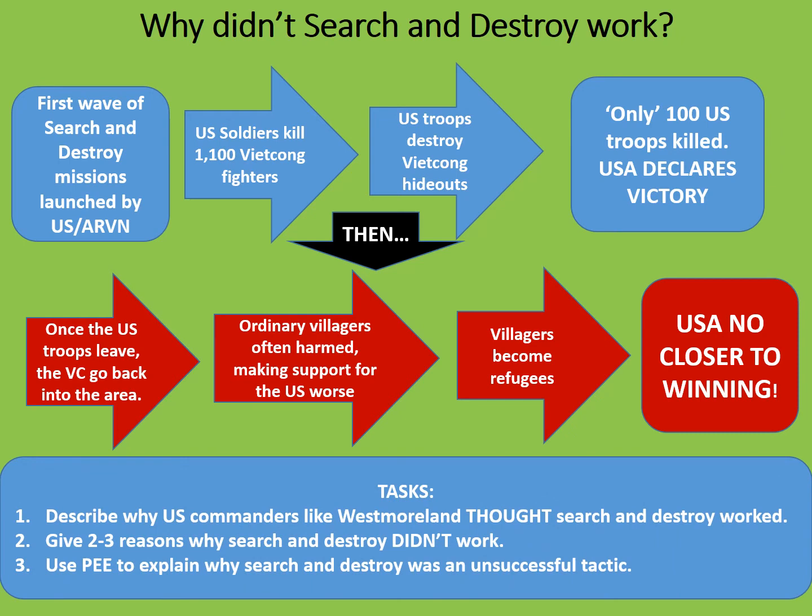Your tasks then. Firstly, you might want to make your own copy of this diagram if you think it will help your notes. Then, describe why US commanders like Westmoreland thought search and destroy worked. Secondly, give 2 to 3 reasons why search and destroy didn't work. And thirdly, use a point example explain paragraph to explain why search and destroy was an unsuccessful tactic. Pause the video now and complete the tasks.